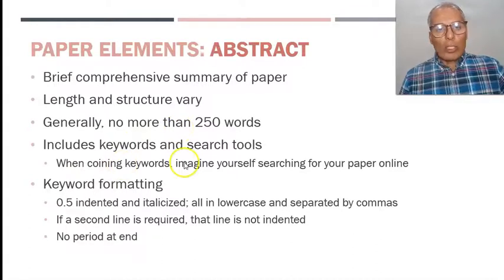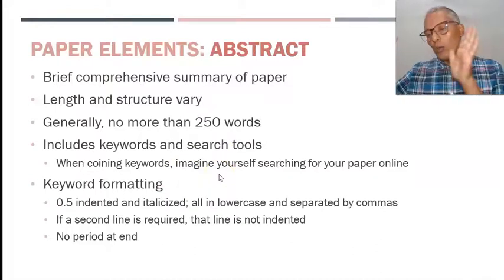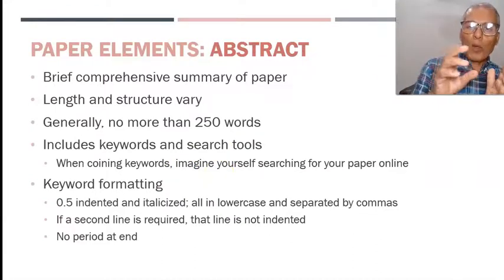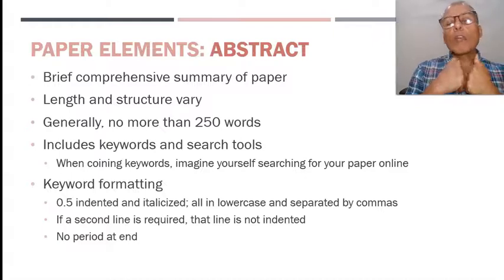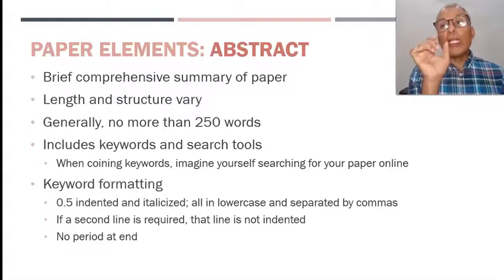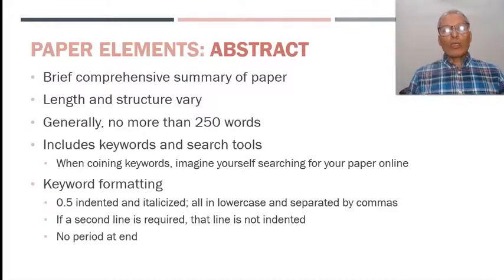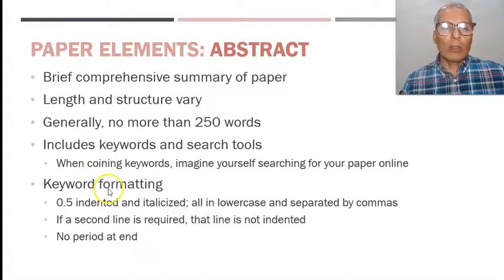It includes keywords, and it includes search tools. For example, when coining keywords, you need to think how your reader is going to locate your paper from among hundreds and thousands of papers out there. So you have to find something unique, something that's going to be new, and also it points to the field that the person is looking in.